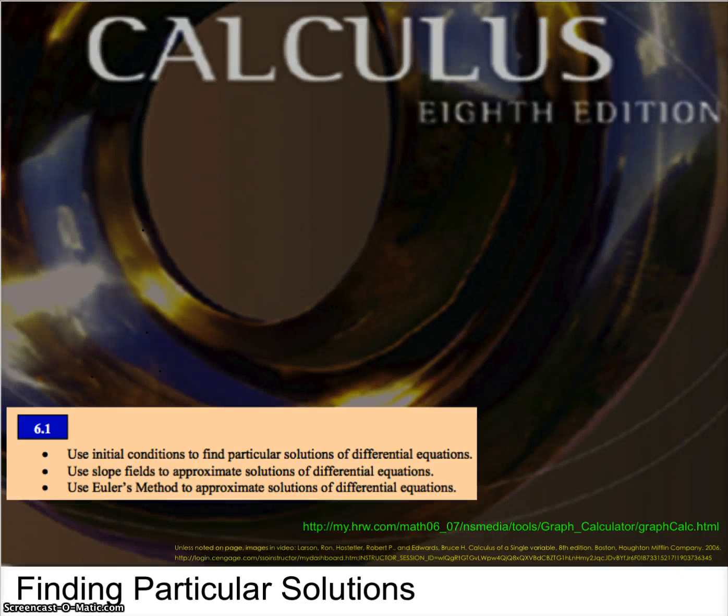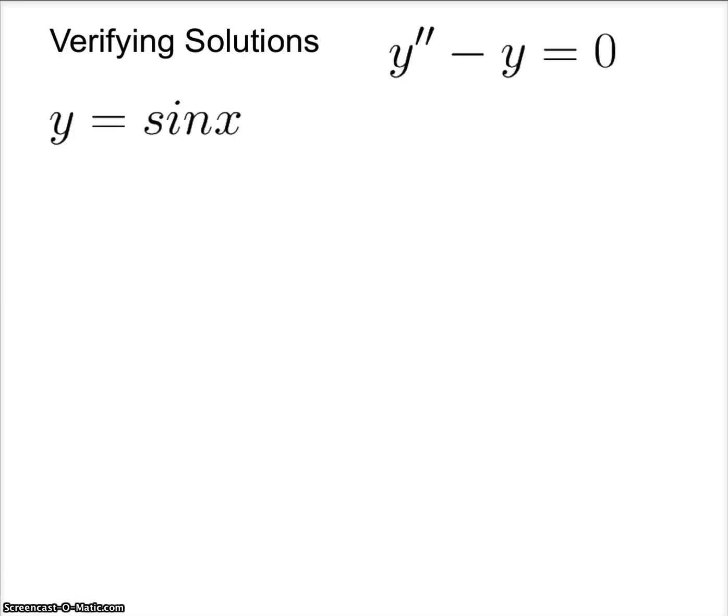Now, the first thing we're going to do in this chapter is find some particular solutions to differential equations. Suppose I tell you that I have a differential equation of the form y double prime minus y equals 0. Is y equals sine x a solution to this differential equation? Well, the first thing you have to do, I need a y double prime and a y. So I have y, so I find y prime, derivative of sine is cosine. And I find y double prime, minus sine.